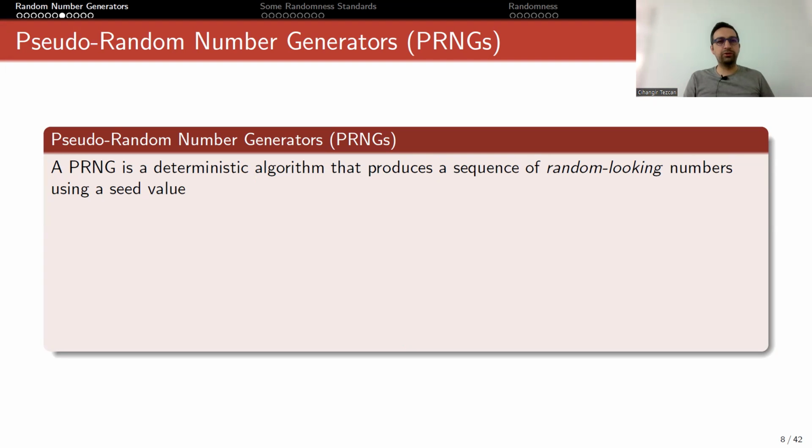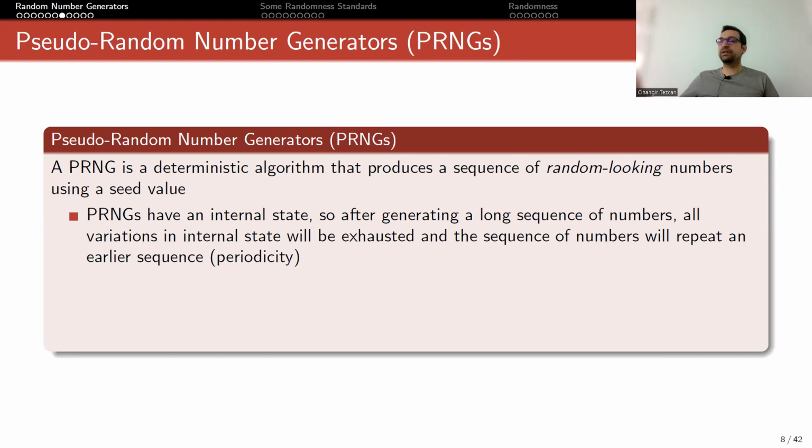First, let's focus on pseudo-random number generators. A pseudo-random number generator is a deterministic algorithm that produces a sequence of random-looking numbers using a seed value. So there's a starting point, which we call a seed value, and it uses this to generate some random-looking numbers. So pseudo-random number generators have an internal state.